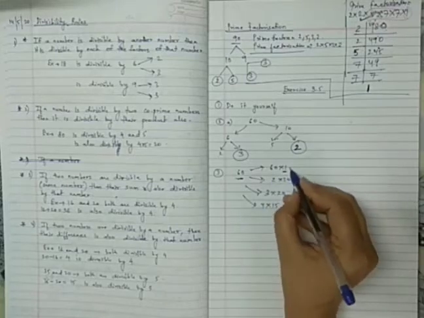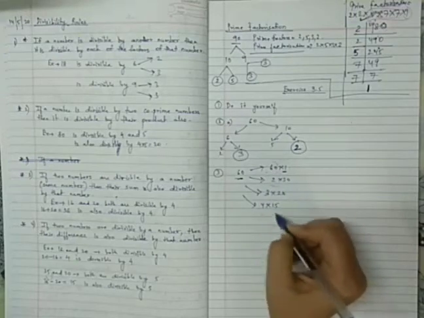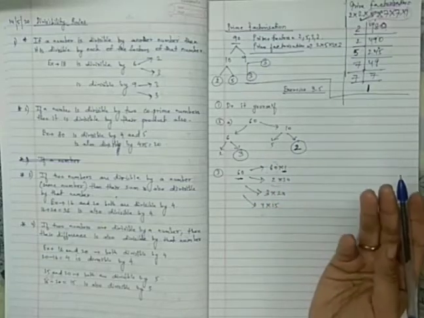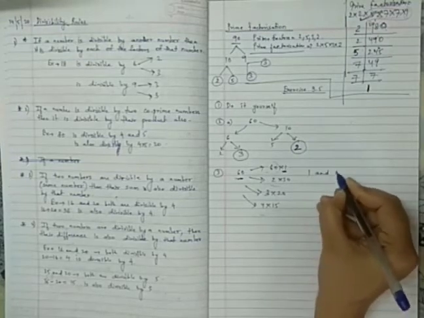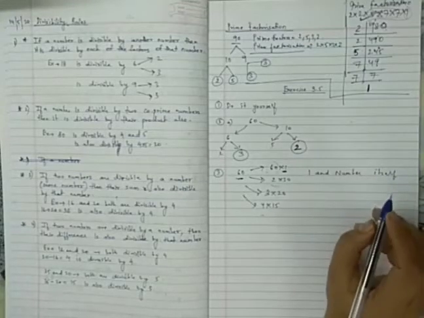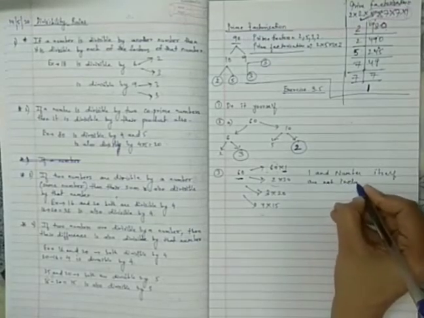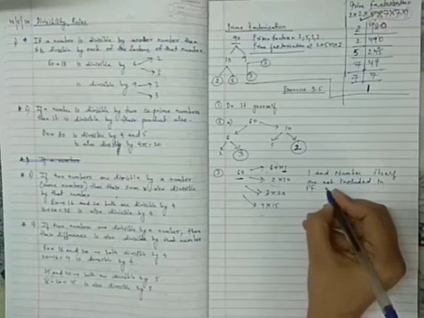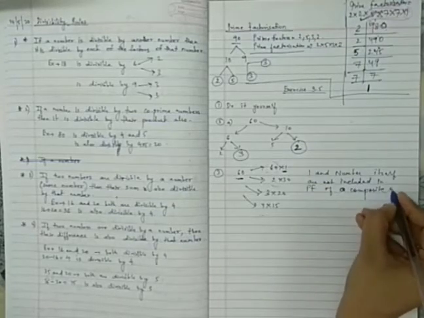1 and 20 cannot be divided, 1 and 60, because it is the number itself, it has to be divided into other factors. And 1 cannot be further divided, 1 comes only in the table of itself. So therefore 1 and the number itself are not included in prime factorization of a composite number.